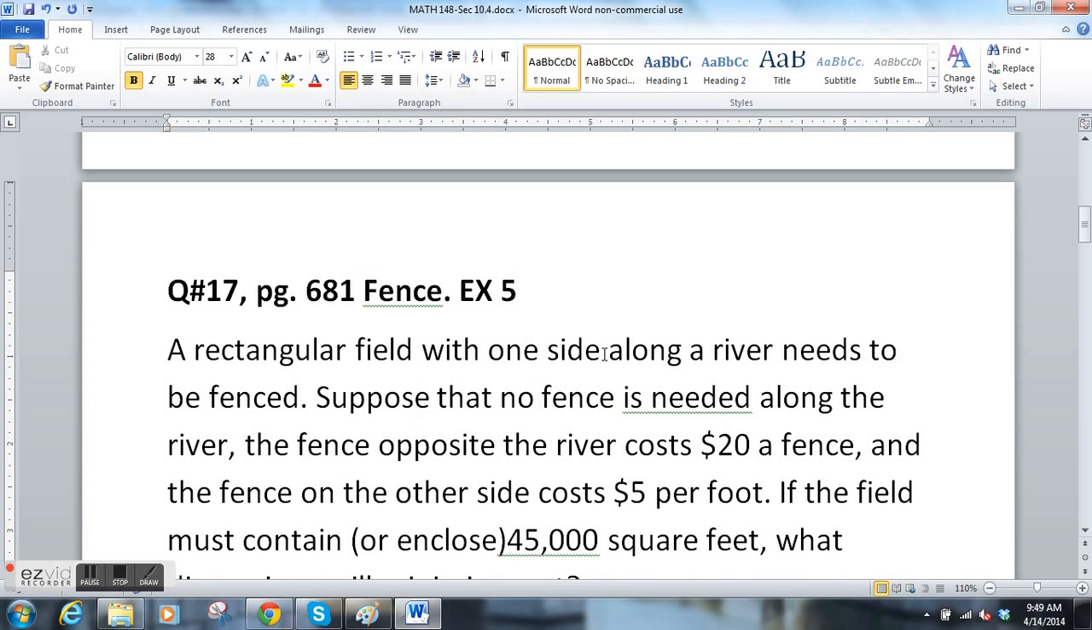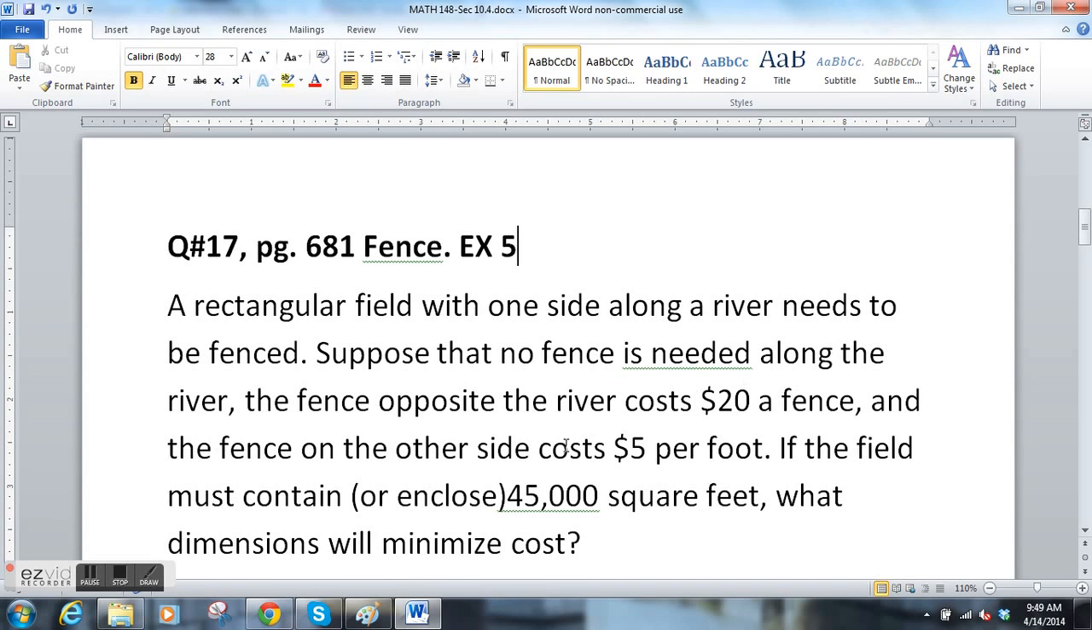So the question reads, a rectangular field with one side along a river needs to be fenced. Suppose that no fence is needed along the river. The fence opposite the river costs $20 a foot. And the fence on the other side costs $5 a foot. If the field must contain, or enclose, 45,000 square feet, what dimensions will minimize the cost? And you can pause this if you don't have the 10th edition, you can reread this question.